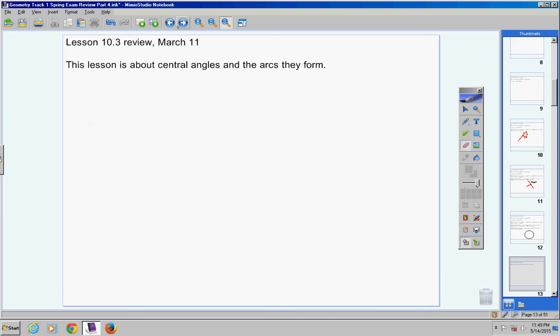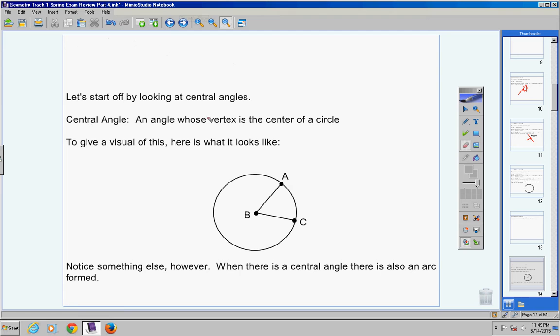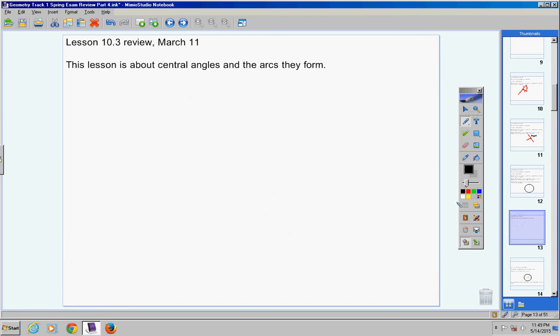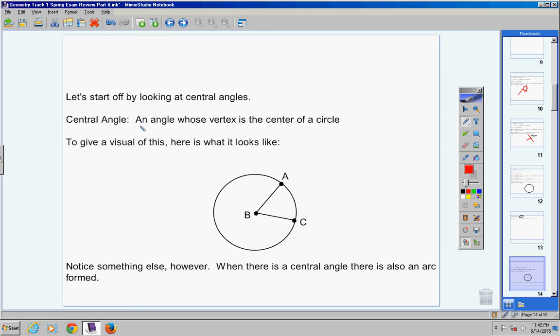So, let's take a look at this. Let's start off by looking at central angles, okay? Oh, by the way, if you want to look in your notes, it'll be from March 11th, okay? March 11th. Now, you do not need to write this definition down, okay? You don't have to. It's just there for you to write down if you want to.